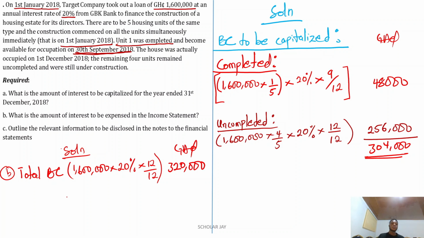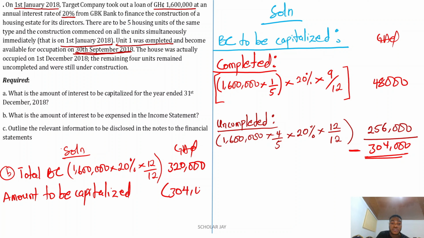Good. So now let's look at the amount to be capitalized. That is the 304,000. So we are going to subtract our 304,000 from it. Do you agree? Because out of this total cost, some must be capitalized, some must be expensed. So we subtract 304,000, and this becomes 16,000. Are you getting the picture? So this is the amount to be expensed.